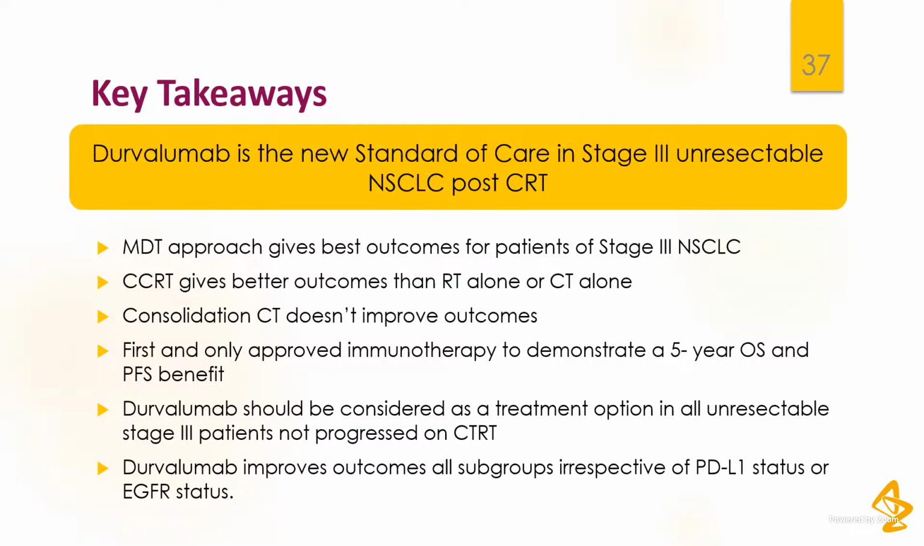So these are the key takeaways of the real-world as well as the PACIFIC data. And this data makes it the new standard of care. I think this has already been standard of care for at least more than 3 to 4 years. But now the adoption of this practice has gone from tier 1 cities to tier 2 to tier 3 cities. And in my own patients, I have had a huge benefit of adding this drug in the adjuvant setting in the chemoradiation patients. So it has emerged as, and now stands as, the new standard of care for stage 3 unresectable non-small cell lung cancer post chemoradiation.